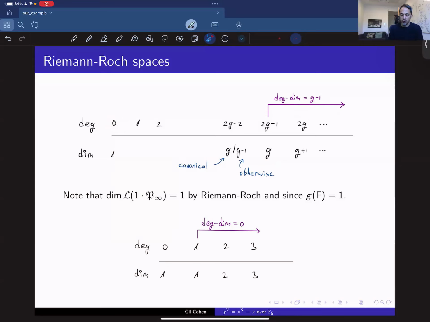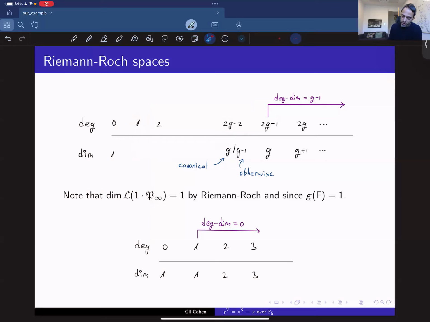And technically, you don't know what happens generally between them, between 1 and 2g minus 2. We did say that at degree 1 and degree 2g minus 2, we know what happens. We know that the dimension could be g or g minus 1, for example, in this degree, depending on whether or not the divisor is canonical. And also here, it's 0 or 1, depending on whether or not the divisor is principal.